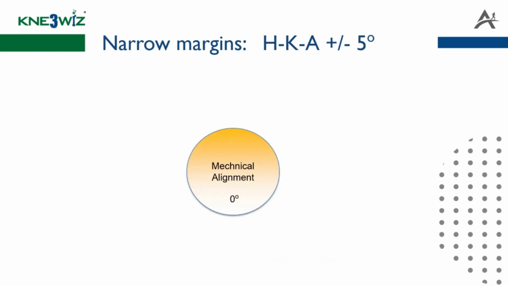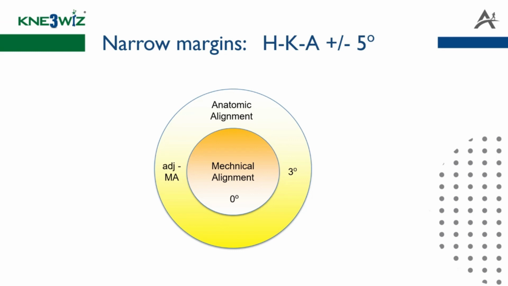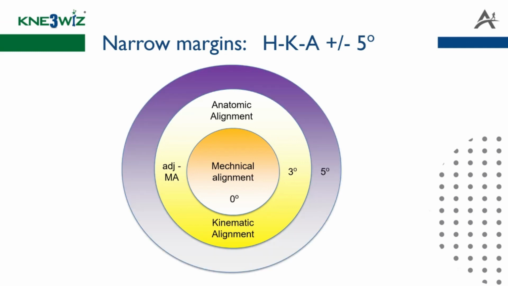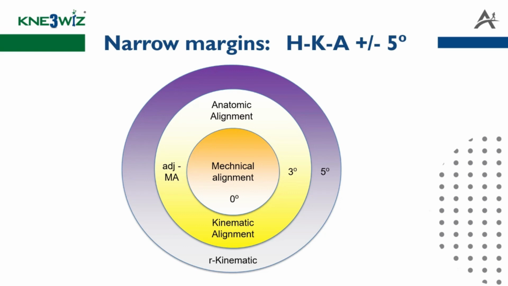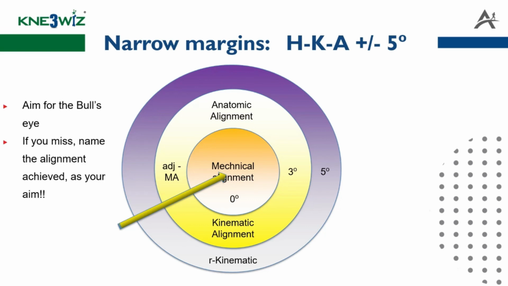If we were to make a target for shooting, the center would be the mechanical axis at 0. Surrounding it in the 3-degree radius would be the anatomic alignment, adjusted mechanical alignment, and kinematic alignment. The outermost circle of 5 degrees would be the restricted kinematic alignment. So, if we were to follow a simple algorithm, we aim for the bullseye at 0 and name the alignment achieved in the 5-degree error margin as our desired goal.